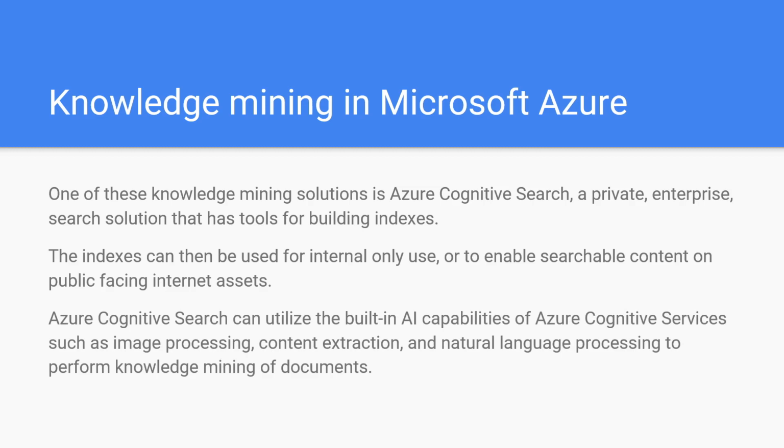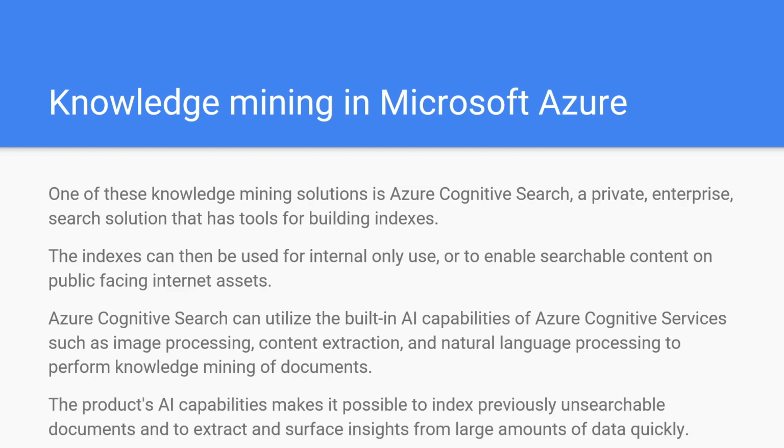Azure Cognitive Search can utilize the built-in AI capabilities of Azure Cognitive Services, such as image processing, content extraction, and natural language processing, to perform knowledge mining of documents. The product's AI capabilities make it possible to index previously unsearchable documents and to extract and surface insights from large amounts of data quickly.